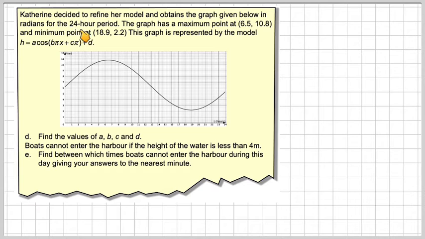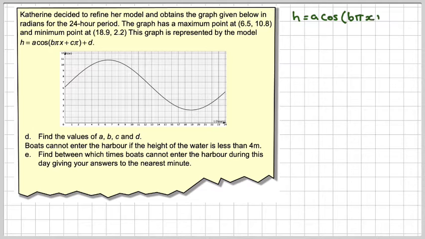Okay, so then Catherine decided to refine her model and obtains the graph below in radians for the 24-hour period. The graph has a maximum point of (6.5, 10.8) and a minimum point of (18.9, 2.2). This graph is represented by the model h is equal to a cos(b pi x plus c pi) plus d. Find the values of a, b, c, and d. And then it says boats cannot enter the harbour if the height of water is less than 4 meters. Find between which times the boat cannot enter the harbour during this day, giving your answer to the nearest minute.